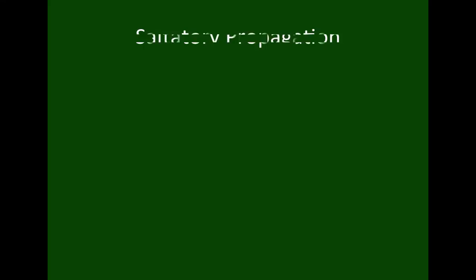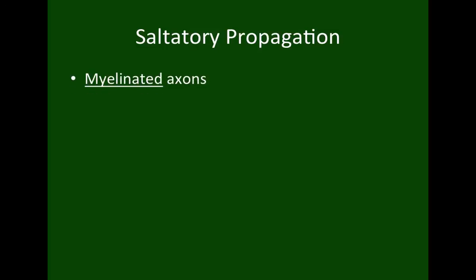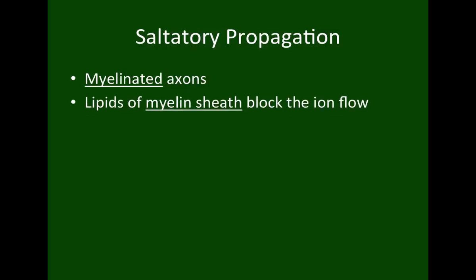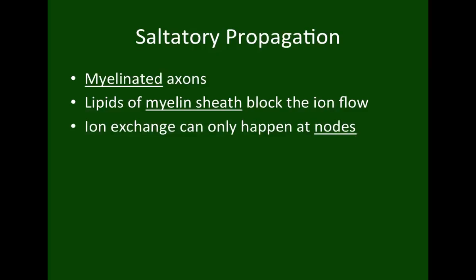Let's contrast this with the other type, which is saltatory propagation. Now, saltatory propagation, if you take Spanish, you might be familiar with the verb saltar, which means to jump. And that very much describes how this impulse is going to move down the axon. It kind of jumps. This happens on our myelinated axons. And what happens here is the lipids of the myelin sheath actually block the exchange of ions with the outside, where that axon is being covered by either the Schwann cell or the oligodendrocyte. So as a result, the ion exchange can only happen at those uncovered areas, the nodes.